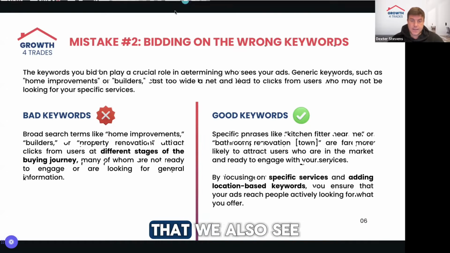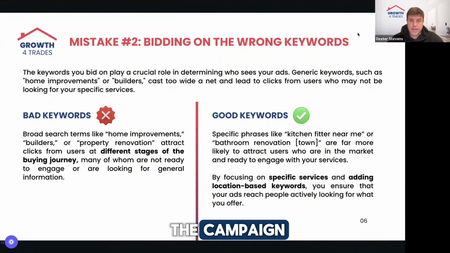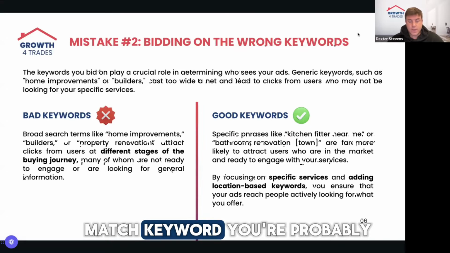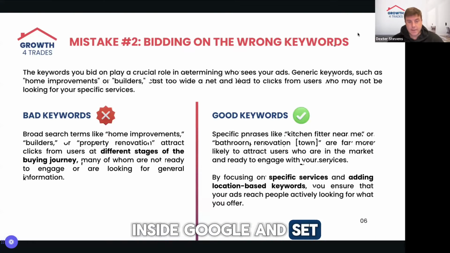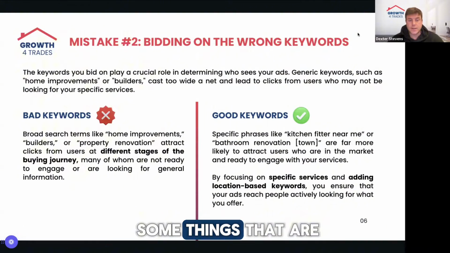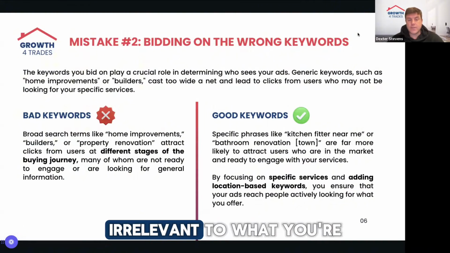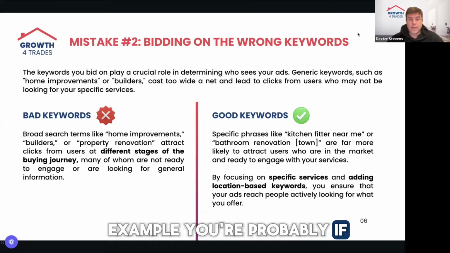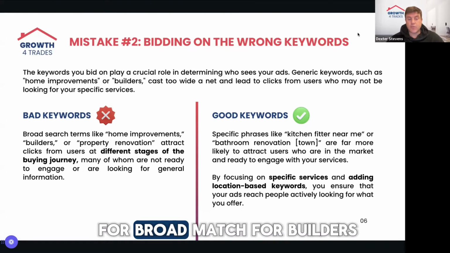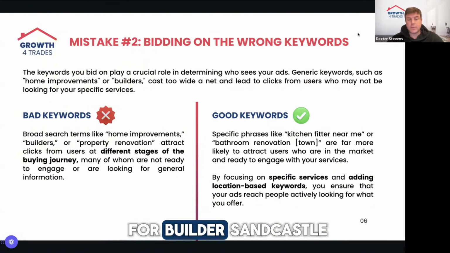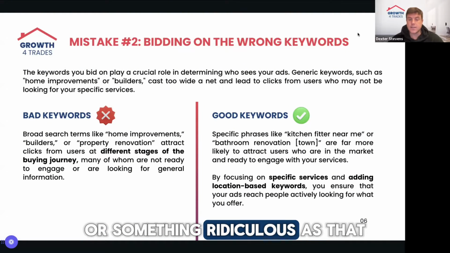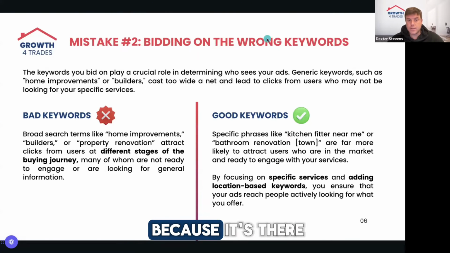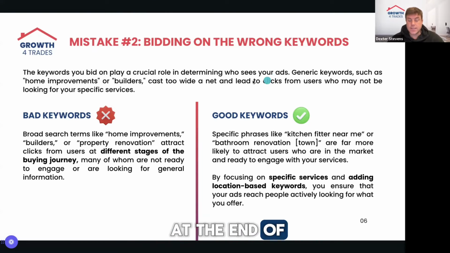Another common mistake that we also see is people set up the campaign as a broad match keyword. And obviously with broad match keywords, if you've ever looked inside Google and set up that campaign, you come up for some things that are sometimes totally irrelevant to what you're trying to bid for. As an example, if you were bidding broad match for builders, you'd probably come up for builder sandcastle or something as ridiculous as that. But obviously, you've paid for that from Google. Google doesn't mind that because they're getting the money at the end of the day.